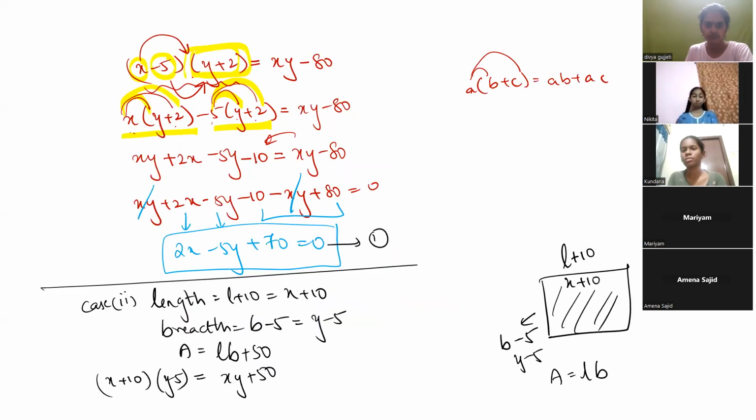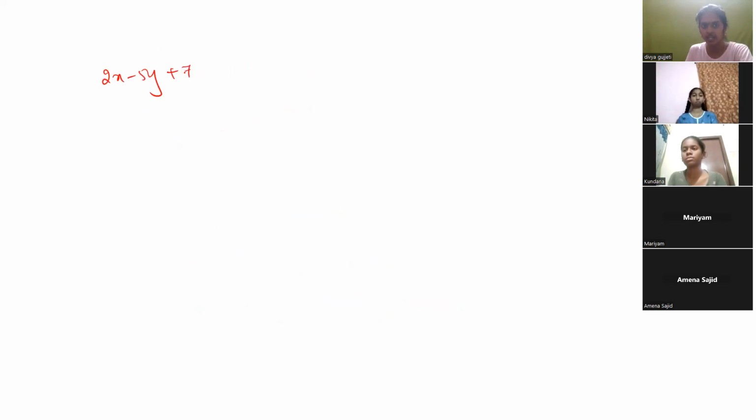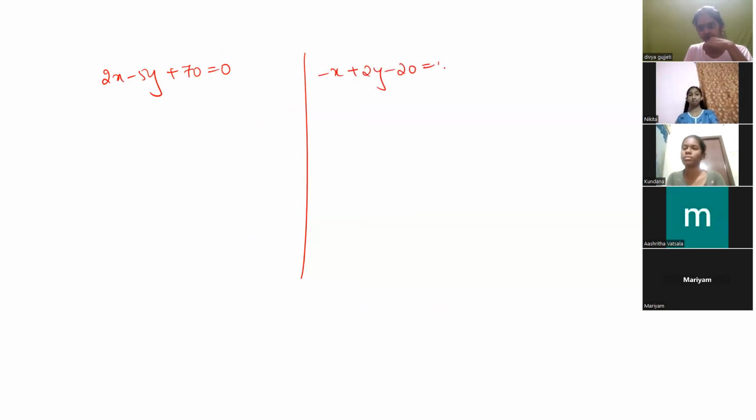First is 2x minus 5y plus 70 equal to 0. Tell me the second equation. Minus x plus 2y minus 20 equal to 0. Okay, so till here, are there any doubts? Please let me know. No, ma'am.